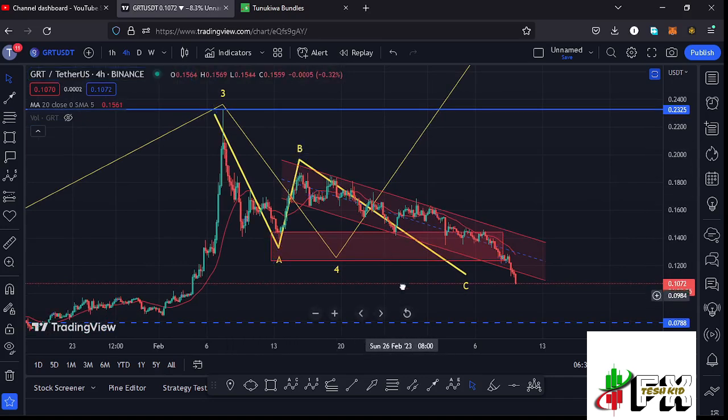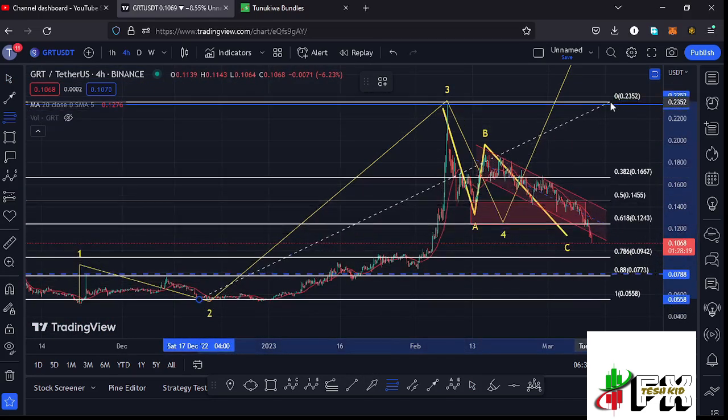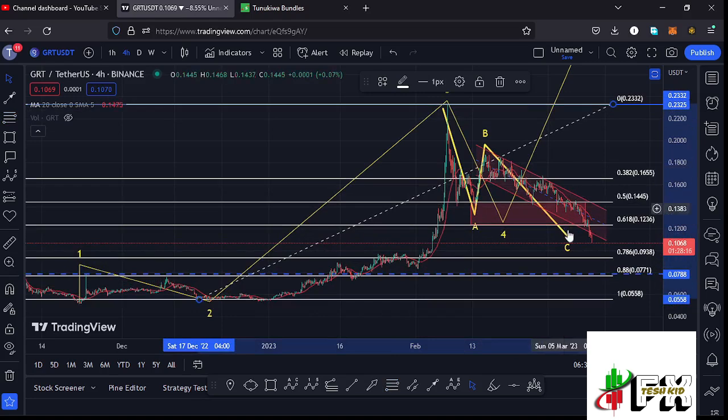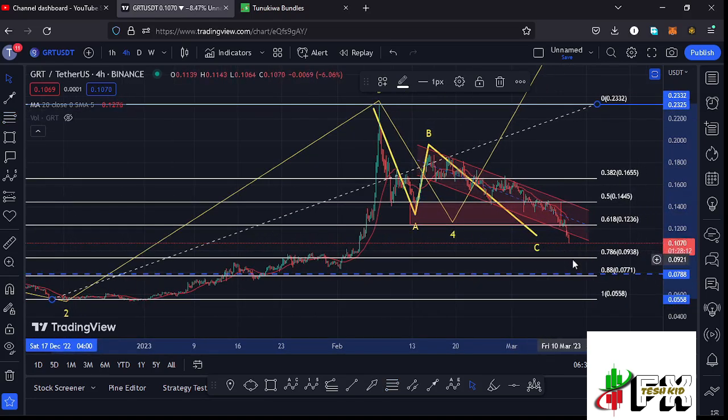corrective structure. And you can see that using the Fibonacci's, connecting them once more from the low of the second wave to the high of that wave 3, having lost the fib level 0.618, and now we are just about to get to the fib level 0.78, which lies at around the $0.0938 mark.